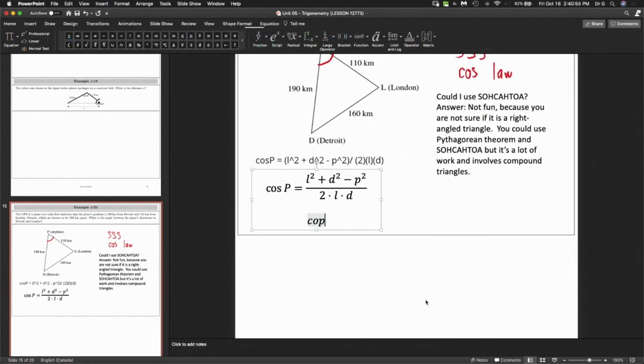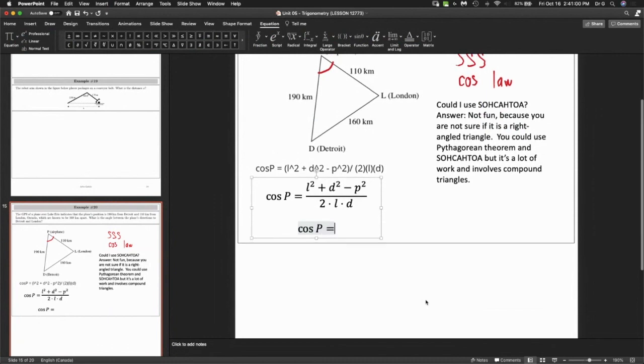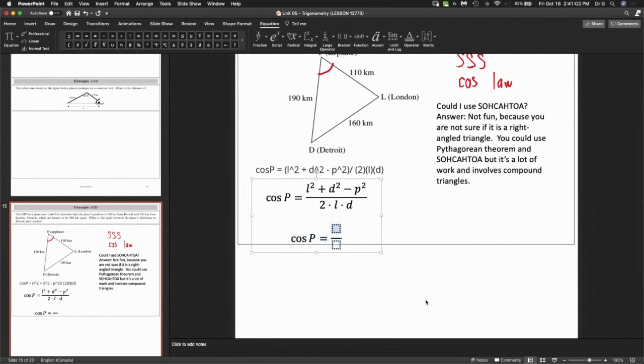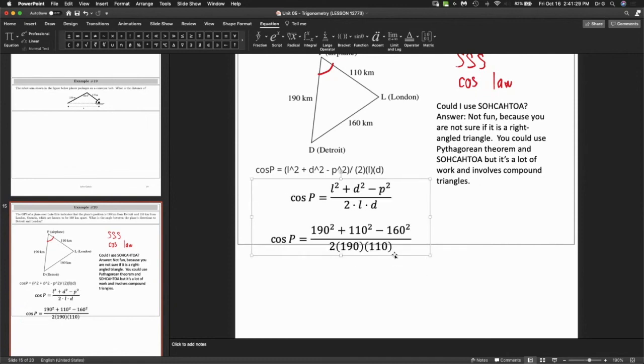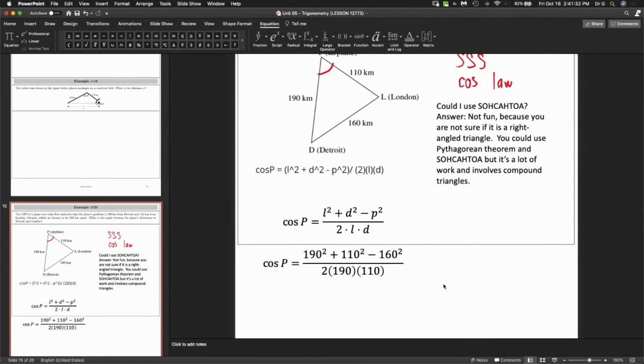So, cos P. Okay, help me out, people. Was that 190 squared plus 110? Correct anything I'm doing here because I'm just winging it. Right, so that's what I got. Seems to be okay based on the feedback. So you can solve for cos P because this turns into a decimal.